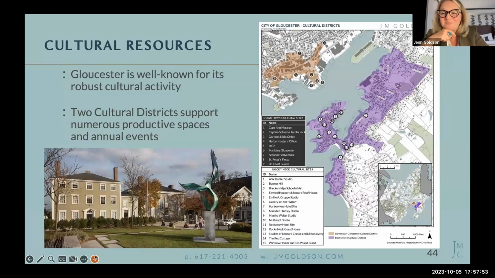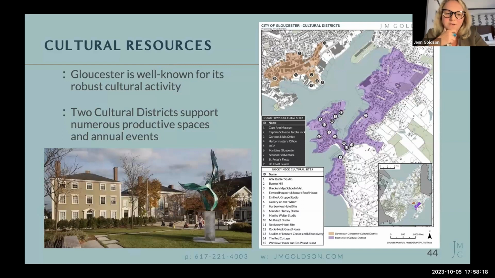I tried to get into the Hopper exhibit the other day when my husband and I were visiting, and of course we didn't plan ahead enough. We're a little too impromptu, so we didn't see it, but we understand how attractive Gloucester is to people who come from really all over the world to go to your cultural resources, museums, and cultural districts, etc.